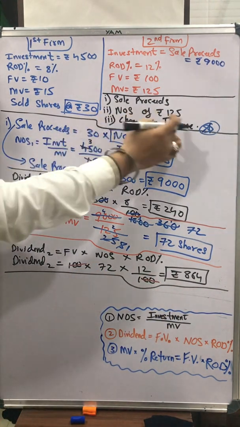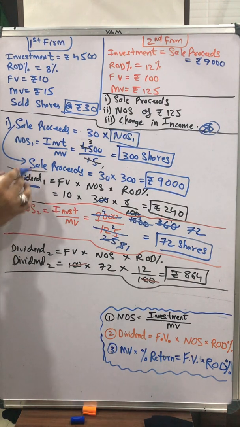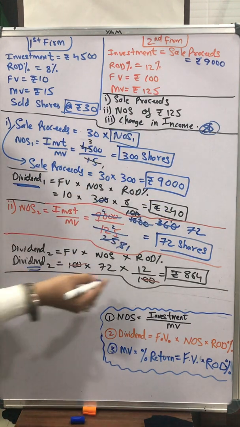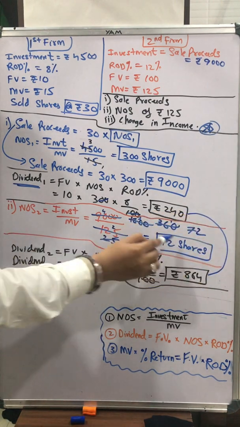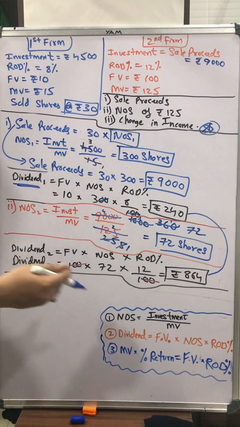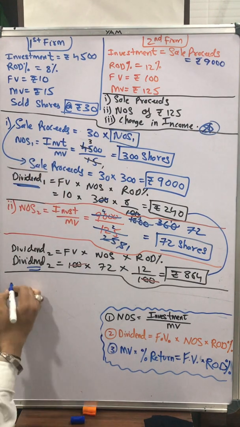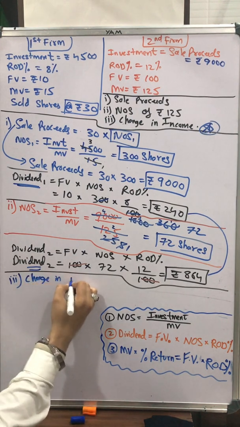Now we need to find the change in income. So let's compare both the dividends, students. See my cursor here. Dividend from the first firm was rupees 240. Now the dividend he received from the second firm is rupees 864. So these both are the dividends, and we need to find the change. Change means the difference, the bigger minus smaller. So 864 minus 240 will be the difference or the change, and this will give us the answer of the third sub question.